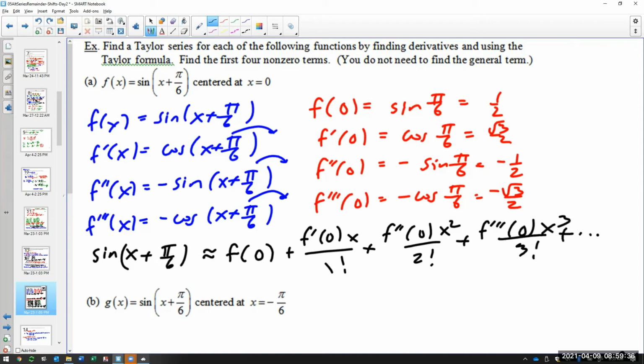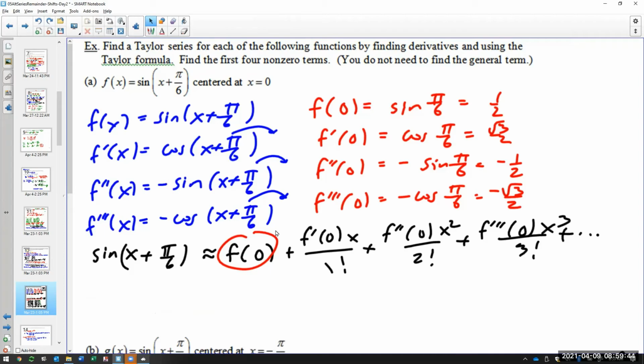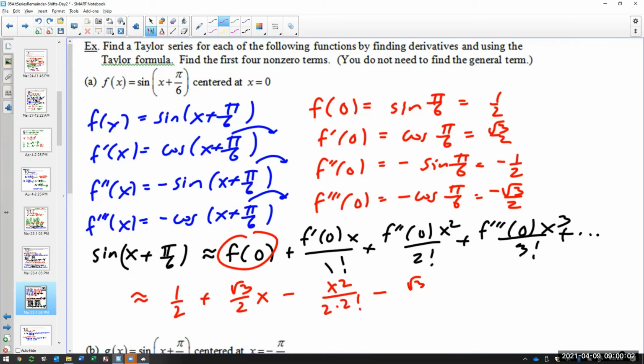Students always forget this term right here. I don't know why. You always forget this first term. You want to jump right into the derivative, but you're not allowed to. There's an extra term here. So what I get is sine of x plus pi over 6 is about equal to 1/2 plus the square root of 3 over 2 x minus x squared over 2 times 2 factorial minus the square root of 3 x to the third over 2 times 3 factorial.